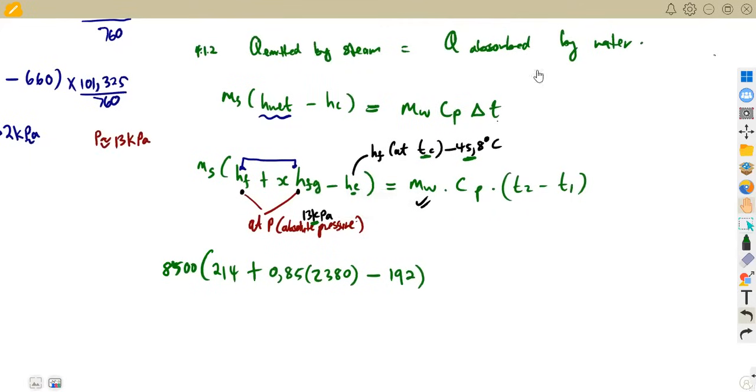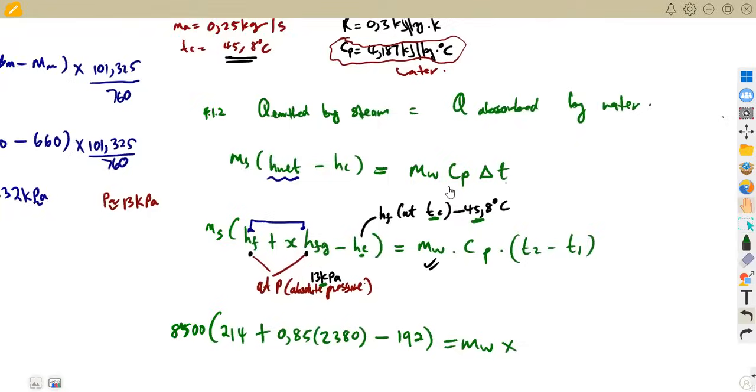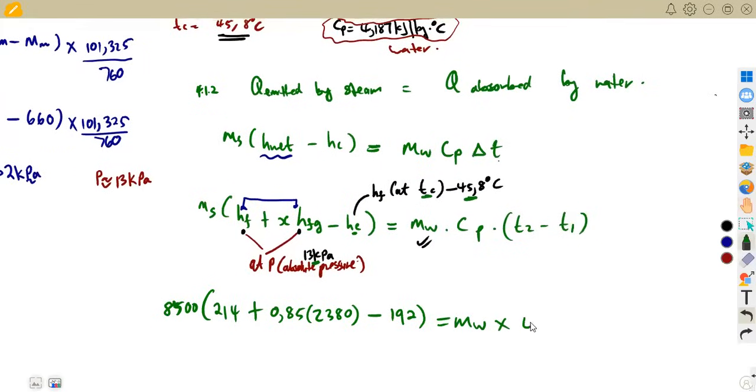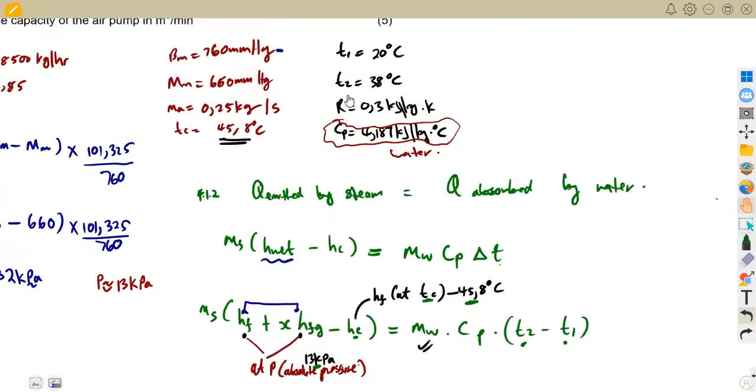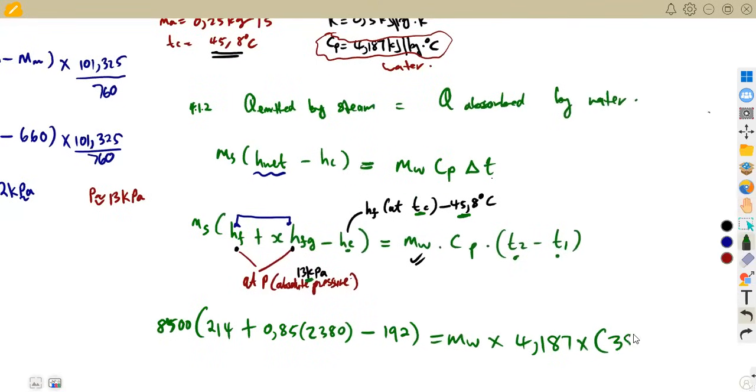Yes, direct, we know guys, the heat absorbed by water is the specific heat capacity of water times the change in temperature. We do not have the mass of water here, but we've got the specific heat capacity of water. Given the specific heat capacity of water is 4,187, that's 4,187 times the change in temperature, T2 minus T1. So that's our T2, 38 minus 20. So you're going to have 38 minus 20 in this case.